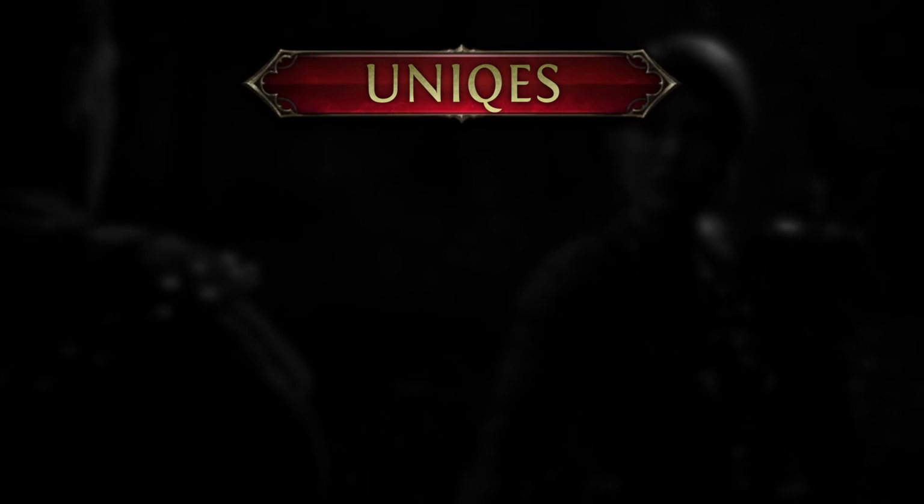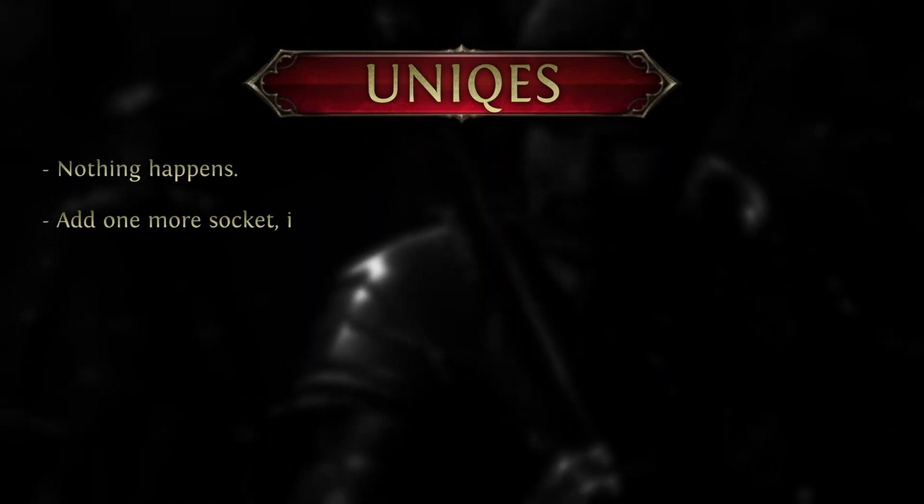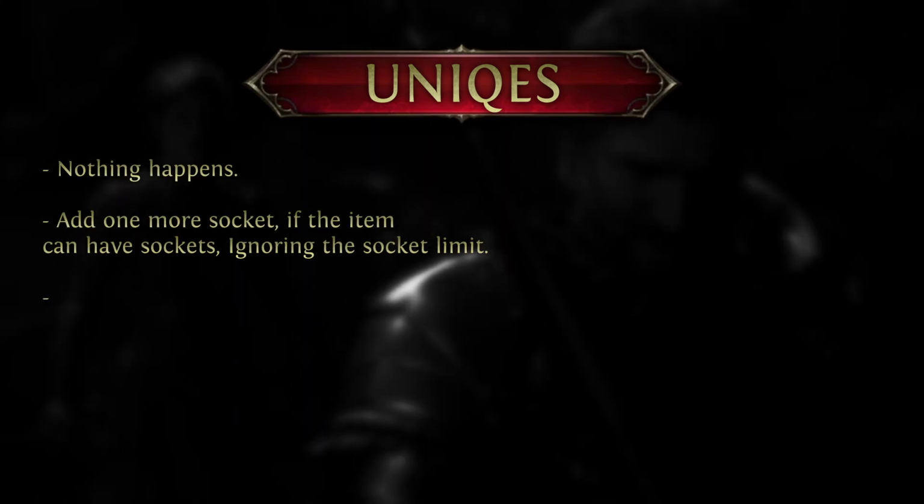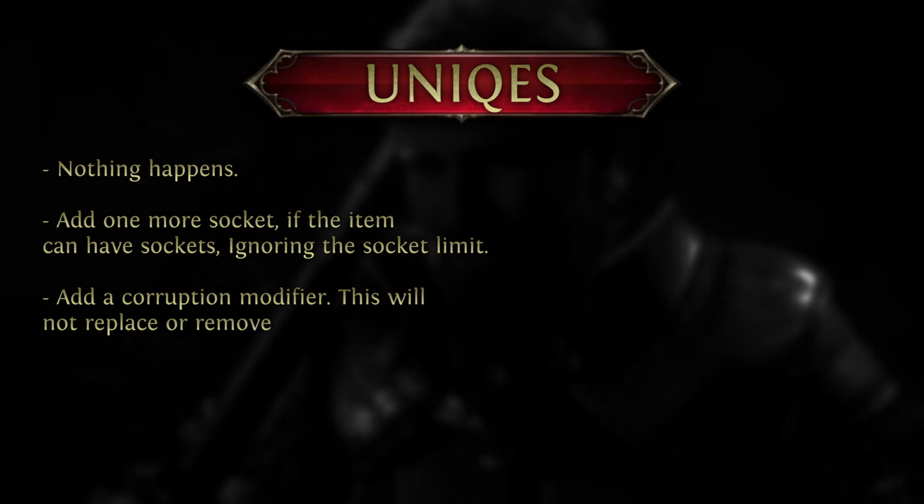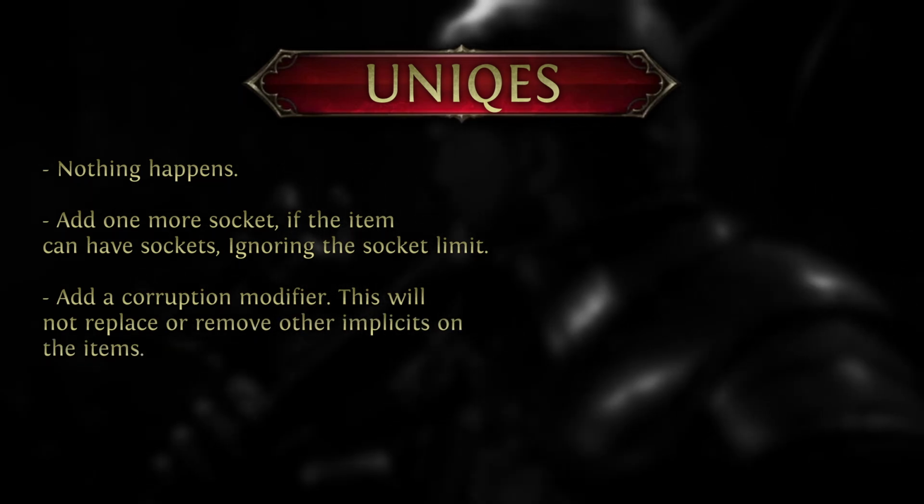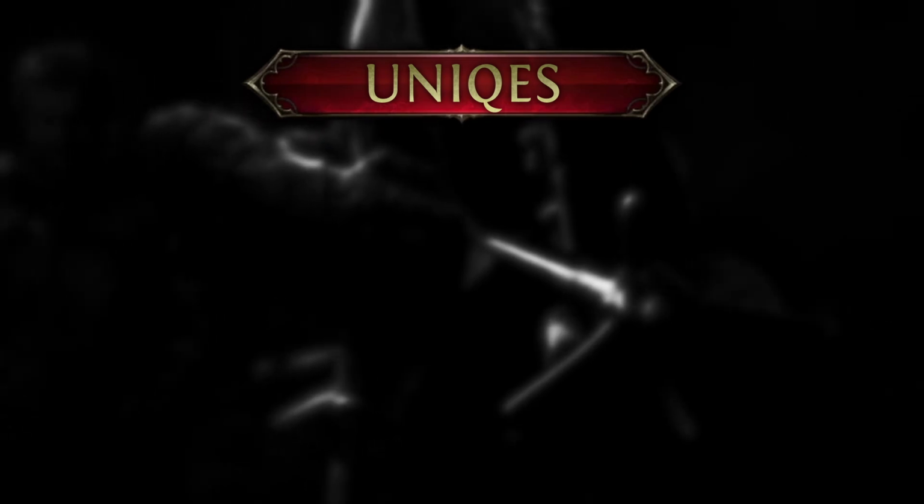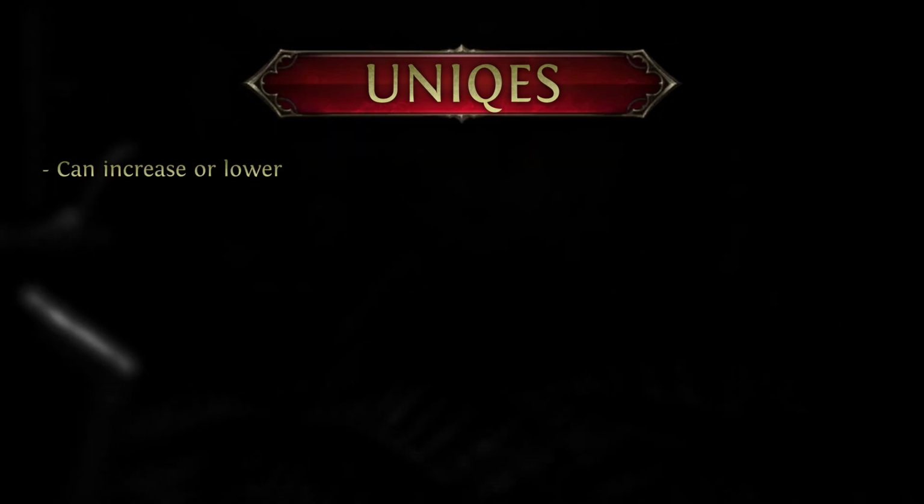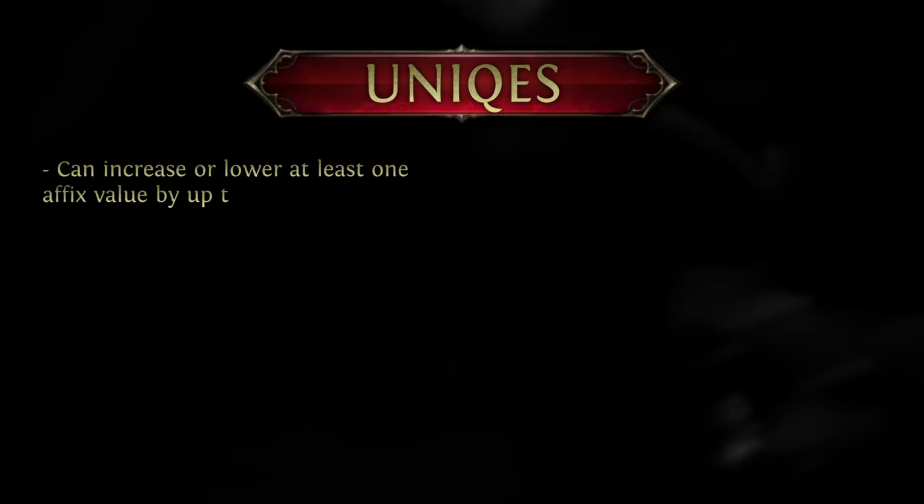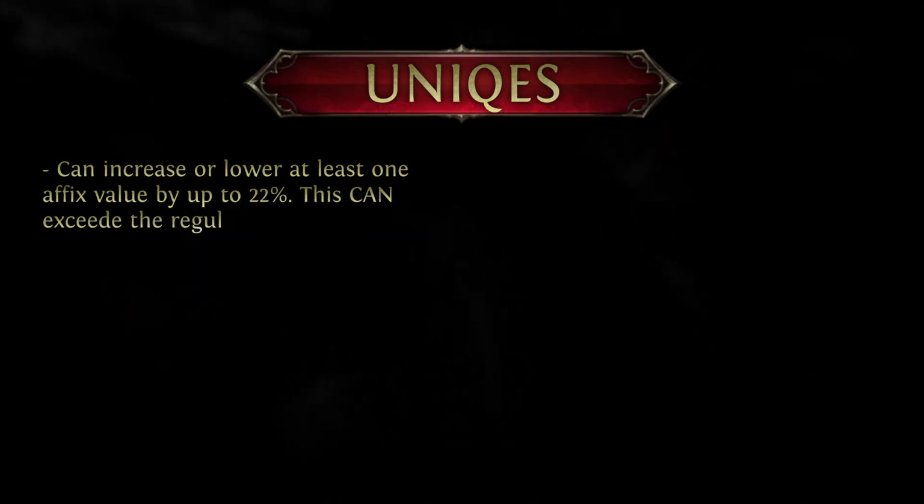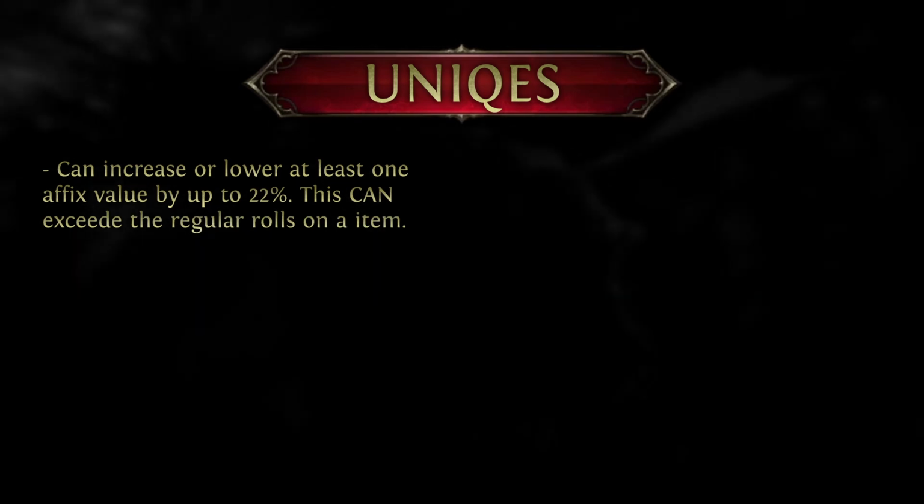Then we have the unique items, where nothing can happen. One more socket can be added and a corruption modifier can be added. That's the same as the rare items. Then we have the fourth outcome, which is very different to the rare items. This outcome can increase or lower at least one affix value by 22%. This can exceed the regular rolls on the item.